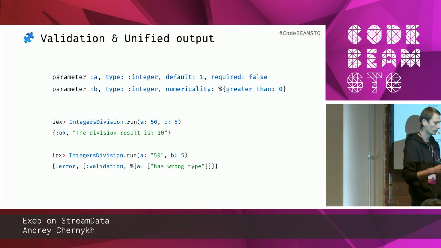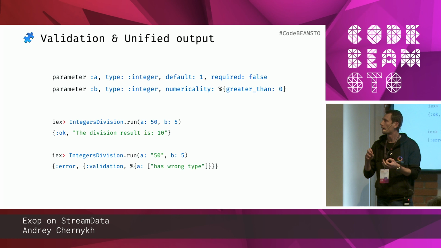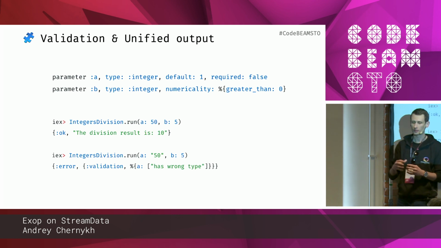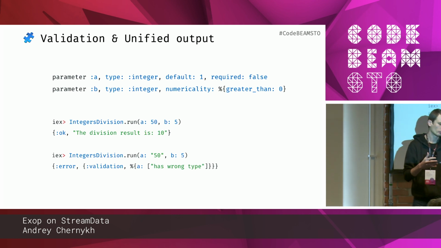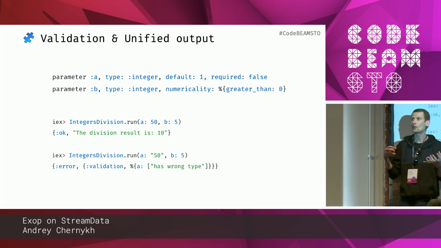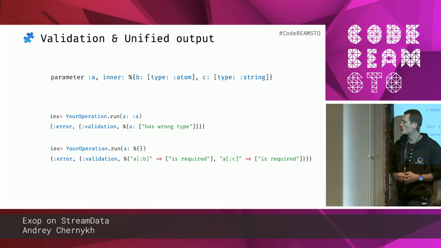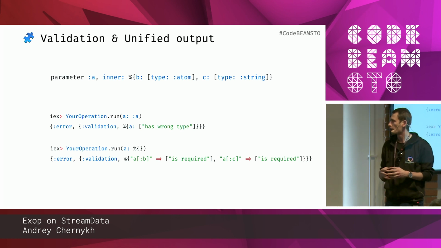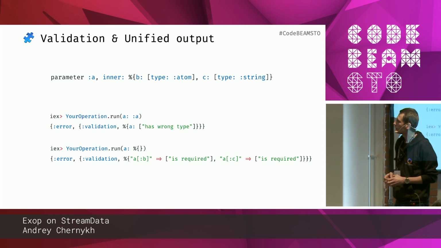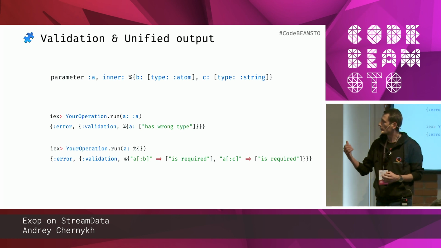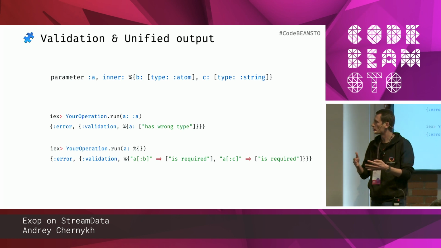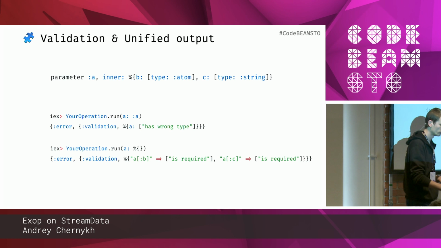And this unified output allows you to combine a few operations much more easily, let's say within a with statement, for example. And I have invested some time to make error messages as helpful as possible. For example, here we have a parameter A, which is a map with inner checks. We can get an error pointing to the actual place where something went wrong.